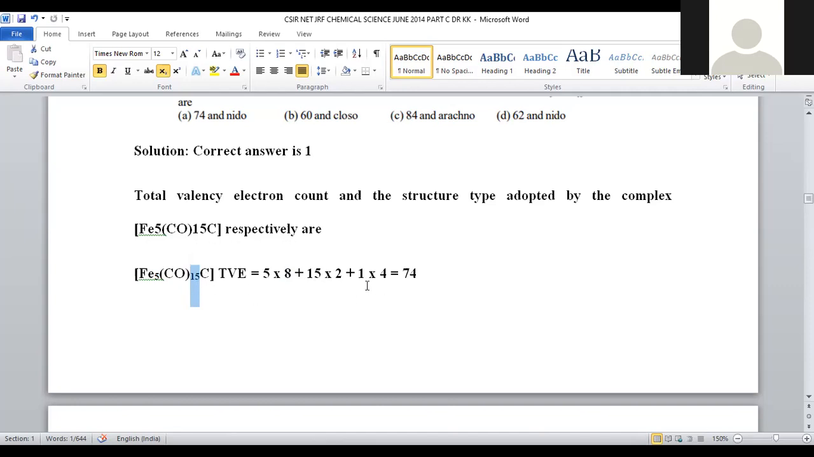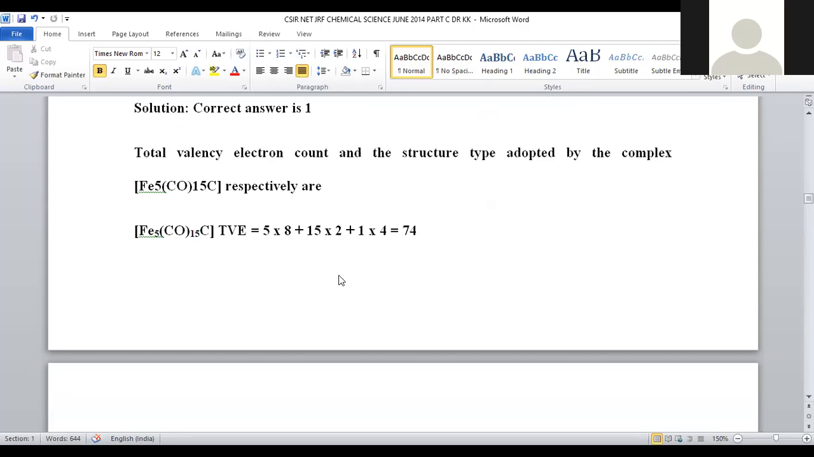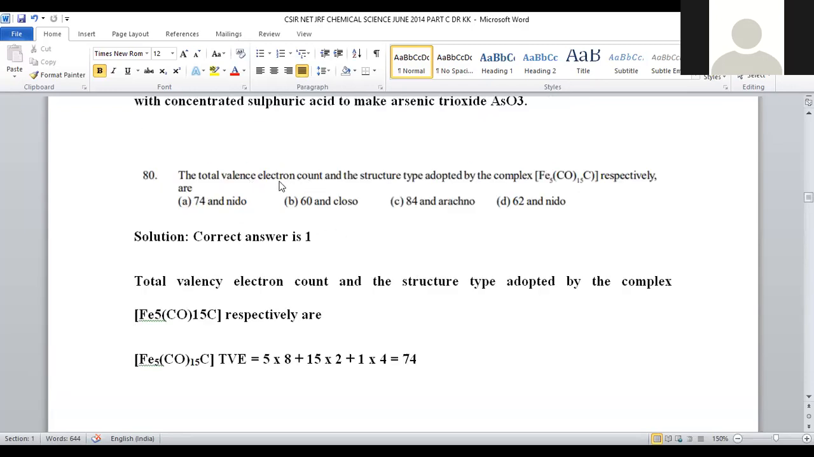Then how many carbons are there? Only 1 carbon, and each carbon contributes 4 electrons. It is tetravalent, so here 1 into 4. So now 5 into 8 plus 15 into 2 plus 1 into 4, then the total valency electron count will be 74. Total valency electrons are 74. So one of the questions got solved with this, as 74 is given only in option number 4. By this also you can conclude what is the correct answer for this question.